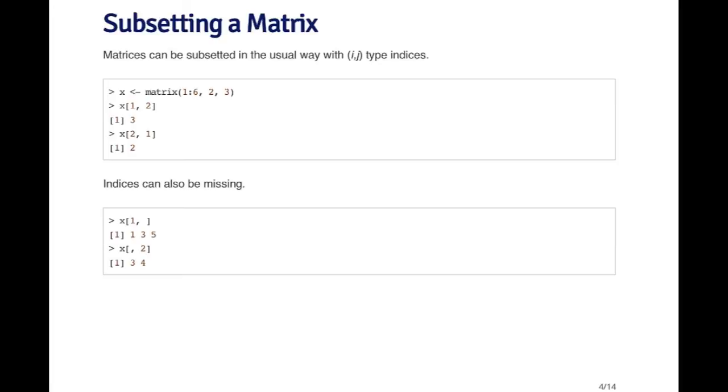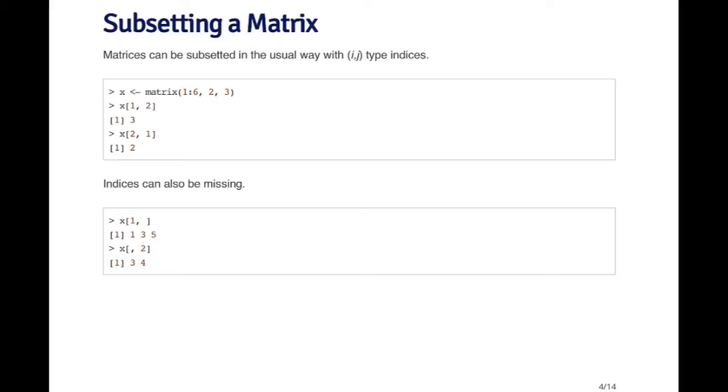Matrices can be subsetted in kind of the way that you would expect. The first index is going to be the row index, and the second index is going to be the column index. And we can use numbers for this too. So for example, if X is a 2 by 3 matrix with the numbers 1 through 6 in it, and I take X with the bracket 1, comma 2, that gives me the first row, second column, and so that's going to be the number 3.